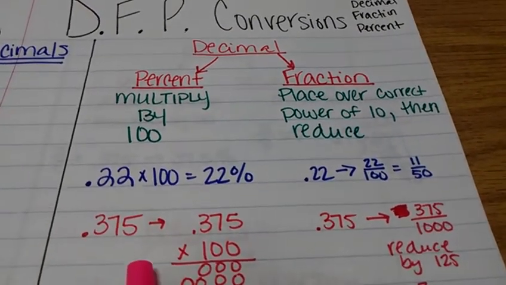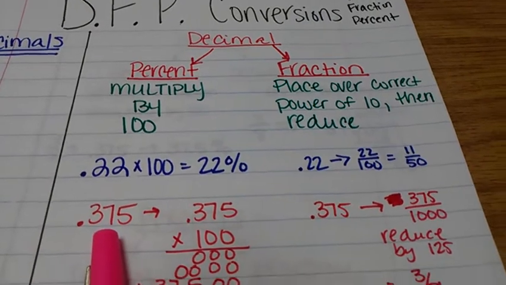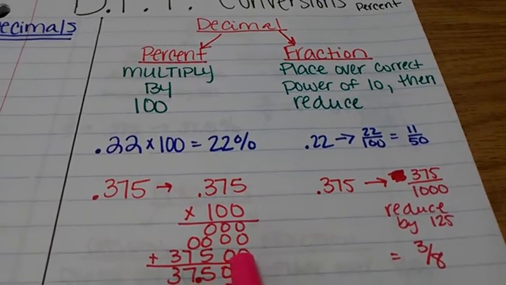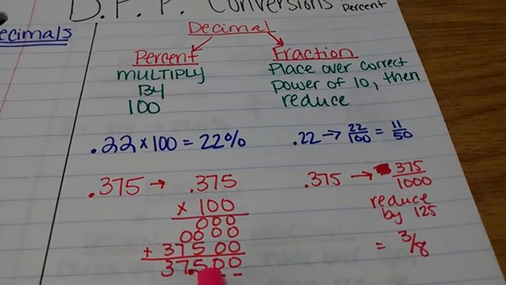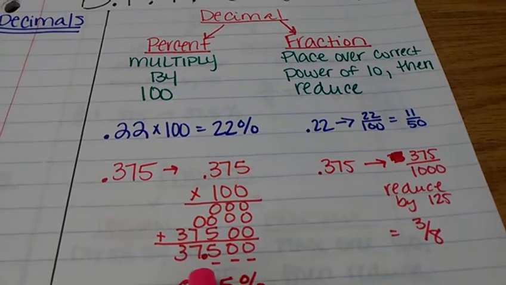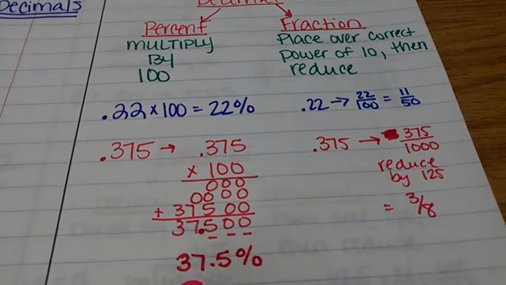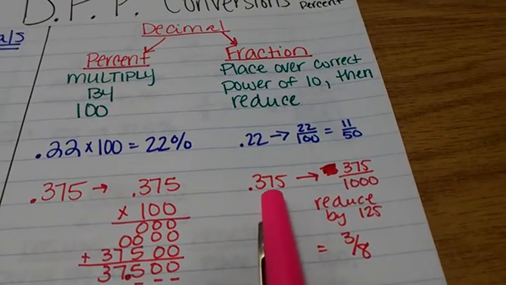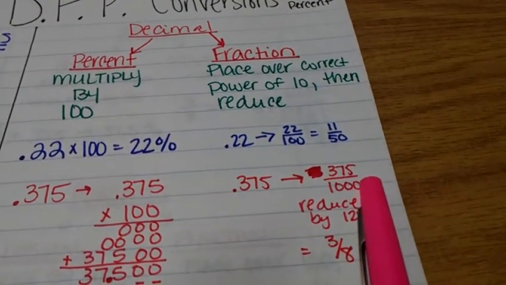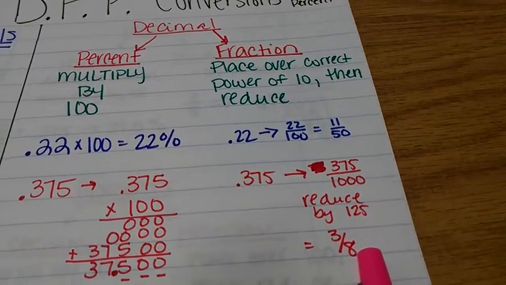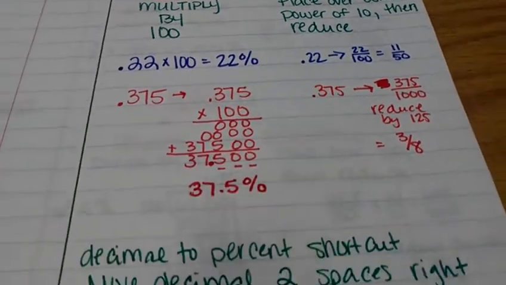Here's another example I've got: 0.375, and you'll see that I actually did all the calculations here. 0.375 times 100, you get 37500, but because we have 3 decimal places, I've got 3 decimal places here, and you get 37.5%. 0.375 has 3 digits. It's in the thousandths place, so it goes over 1,000. Both of those numbers can be reduced by 125, and you get the fraction 3/8.